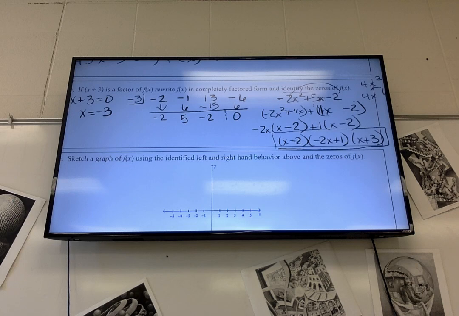But we're also supposed to identify the zeros. So here's one zero. Set each one equal to 0. x equals 2 is another zero. And then negative 2x plus 1. So x equals 1/2 is also a zero.